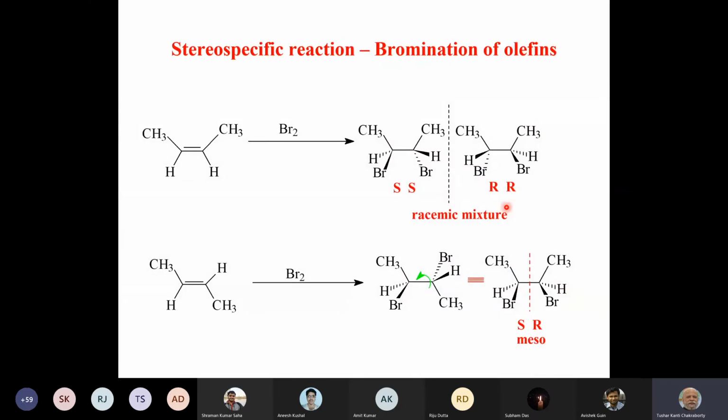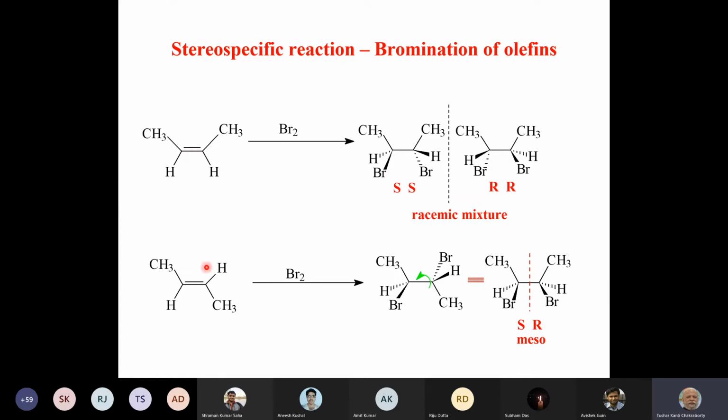And again, another stereospecific reaction will be bromination of an olefin. If you have a cis double bond and you treat it with bromine, one bromine comes from the top and one bromine comes from the bottom. Earlier you have seen that when you do cis addition onto a cis double bond, we get a meso compound, whereas the trans double bond gives the racemic mixture. Since in bromination the mode of addition is trans, we get a racemic mixture from the cis olefin.